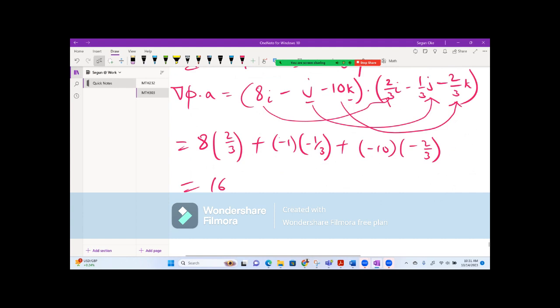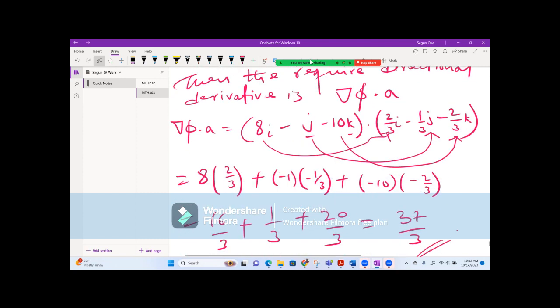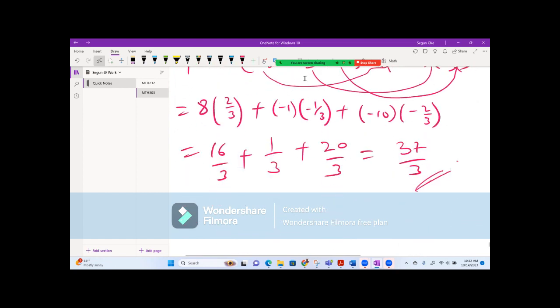So here we have 16 over 3 plus positive 1 all over 3 plus minus times minus will be positive 20 over 3. If you do it very well, you have 37 over 3. That is your final answer. Now, these are the 2 questions nature they can ask you when it comes to the gradients. Any questions so far? Does it make sense to you? Yes, sir.